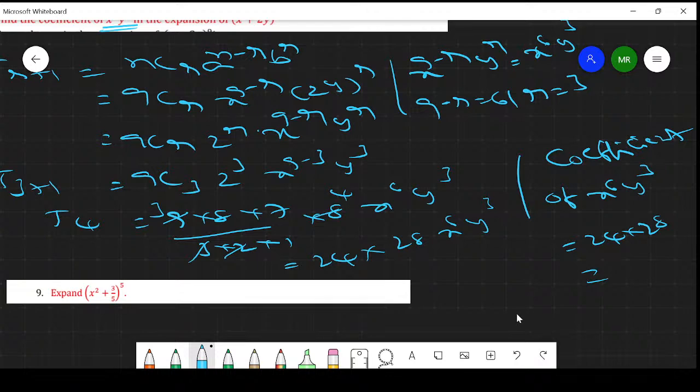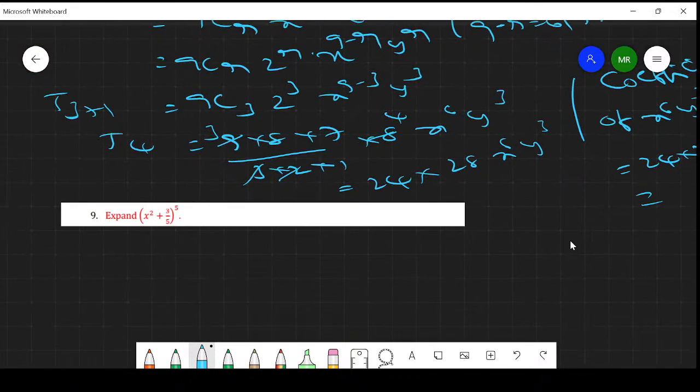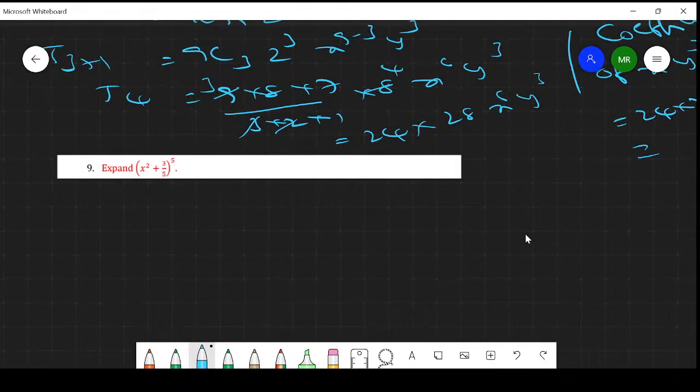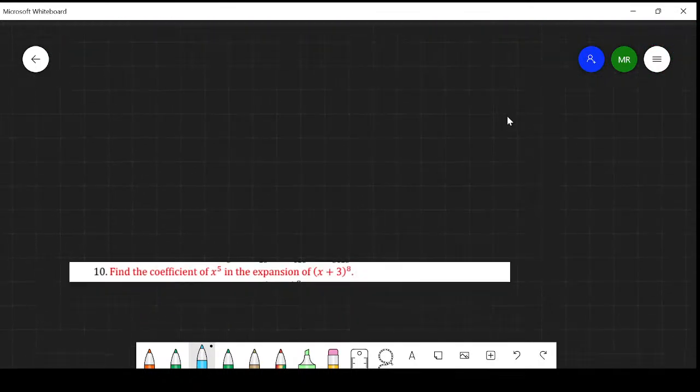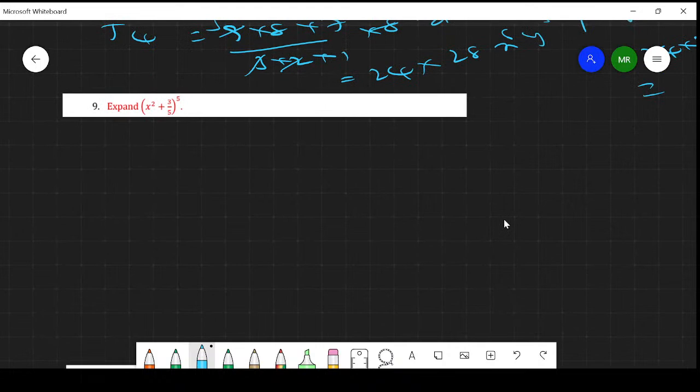Now, expand. Sometimes they will ask for an expansion: (x square plus 3 by x) whole power 5. Just binomial expansion. When they are asking for binomial expansion, expand (x square plus 3 by x) whole power 5. If you expand, you will get 6 terms. See, when there is (x square plus 3 by x) whole power 5, I can write x square plus 3 by x.